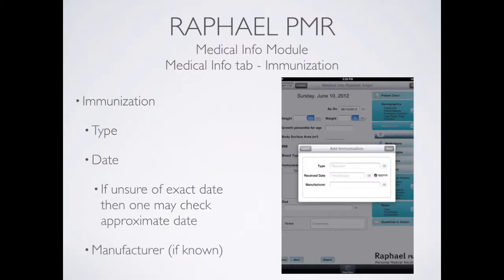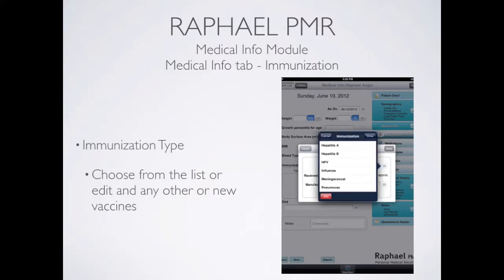Under immunization, if you click the add button, a pop-up will pop out, and it'll have an area for type of immunization, date received or whether it's approximate, and manufacturer, also if known. There are pop-ups next to each one of these that give types, such as here, hepatitis A or B, HPV, influenza. Once you've done that, you click the Done button and it's entered into the history for that patient.